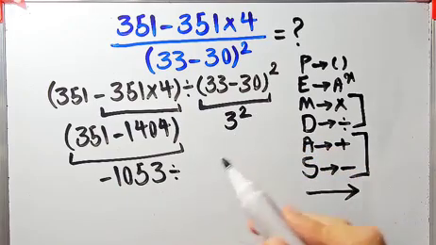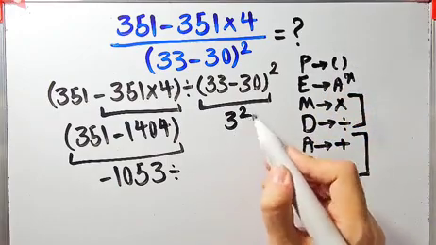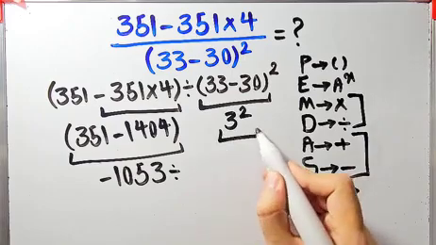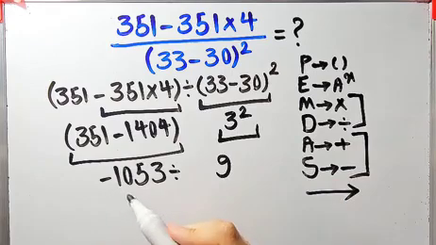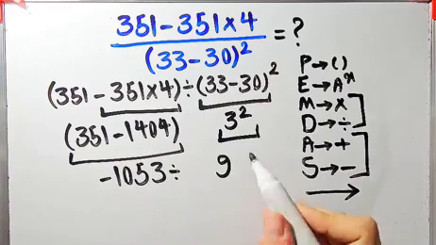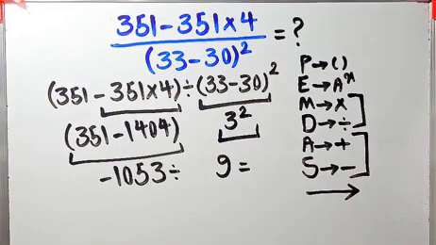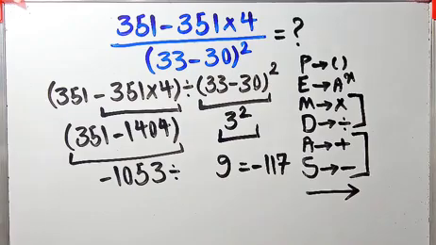We have division and exponent. According to the PEMDAS rule, first we simplify this exponent. 3 to the power of 2 equals 9. Now we have negative 1053 divided by 9. Negative 1053 divided by 9 equals negative 117. The final answer of this question equals negative 117.